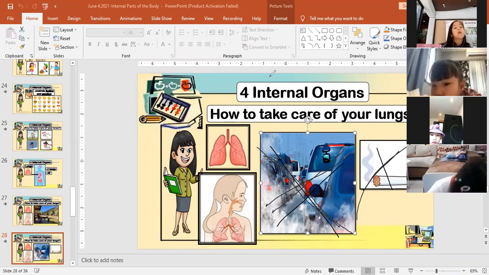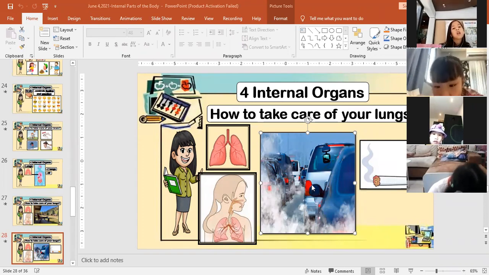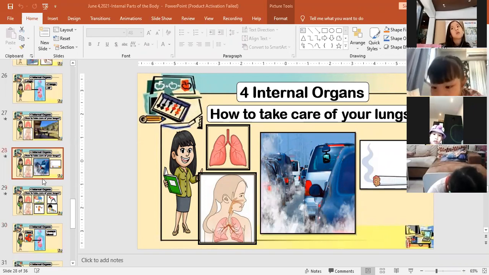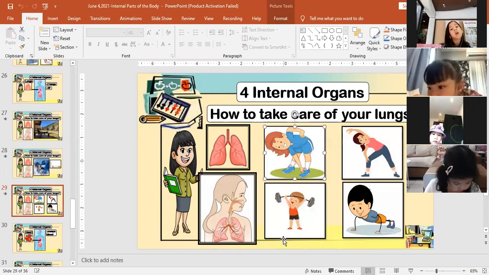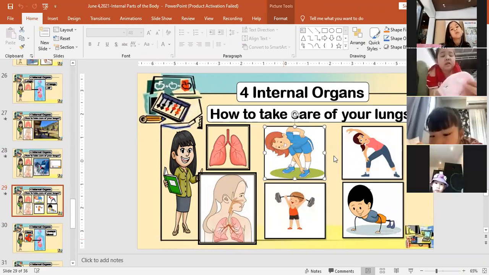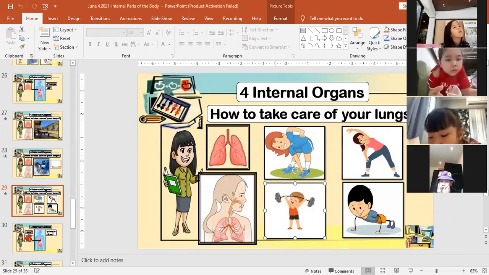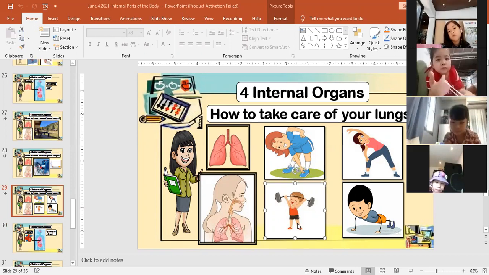So you need to wear your face mask when you are seeing this kind of air. These are bad to your health. Another one. How do you take care of your lungs? First, you need to exercise. Exercise or you play games outside. Just like what are they doing? You need to exercise. For example, you play badminton. You play soccer.